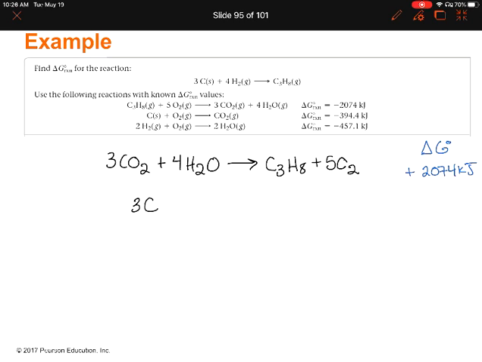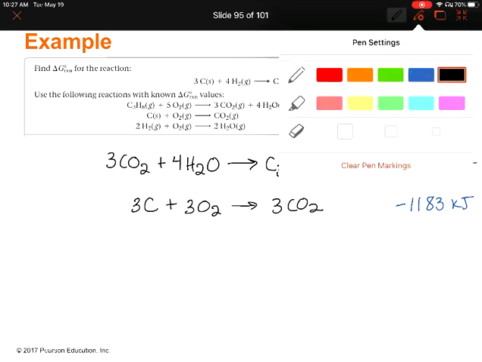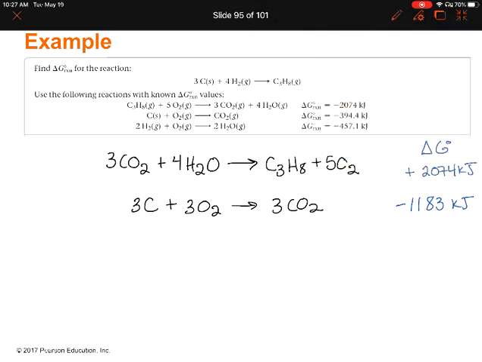All right, and then the second reaction, we multiplied everything by 3. So we had 3 carbon plus 3 O2, which reacts to produce 3 CO2. Okay, so we multiplied the delta G value by 3. So that would give us negative 1,183 kilojoules. And then in the last reaction, we multiplied everything by 2. So now we have 4H2 plus 2O2, which produces 4H2O. And we also multiplied delta G by 2, which gives us negative 914.2 kilojoules.